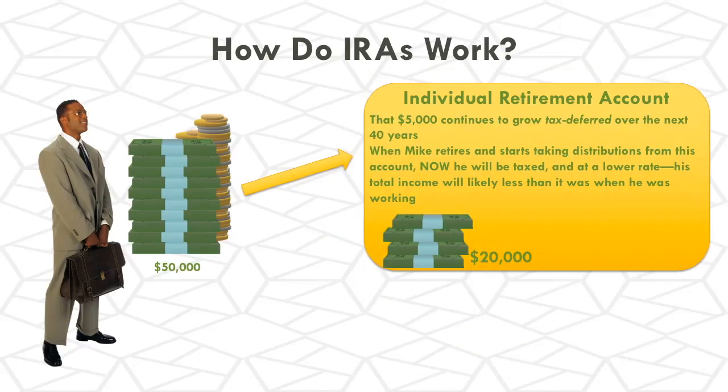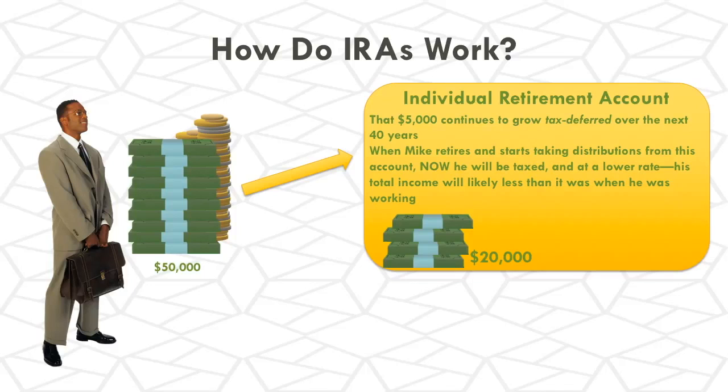Now, over time, that $5,000 is going to continue to grow tax deferred over the next, let's say, 40 years. Mike probably would have contributed more into the account, and over time, he's going to earn some interest on it. And when Mike retires and starts taking distributions from this account, he's then going to be taxed on that money, and probably at a lower rate.